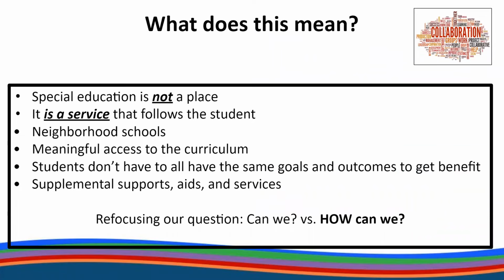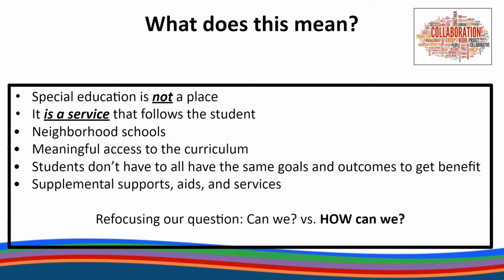So what does all of this mean? Each of these points are things that we'll come back to over the course of this training. But in order to establish part of our foundation here, we want to be thinking about the fact that special education is a service, not a place. It is a coordinated set of services that follows a student and that can be provided in a range of spaces and places and ways.